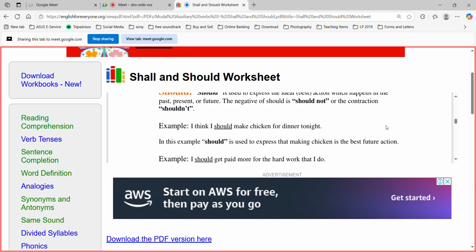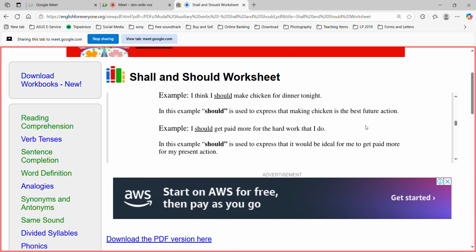And another example here, I should get paid more for the hard work that I do. In this example, should is used to express that it would be ideal for me to get paid more for my present action. So in the simplest form here, should is used for the best action, the last option. But the last option is the best. So that's what I want to convey to you. Alright?